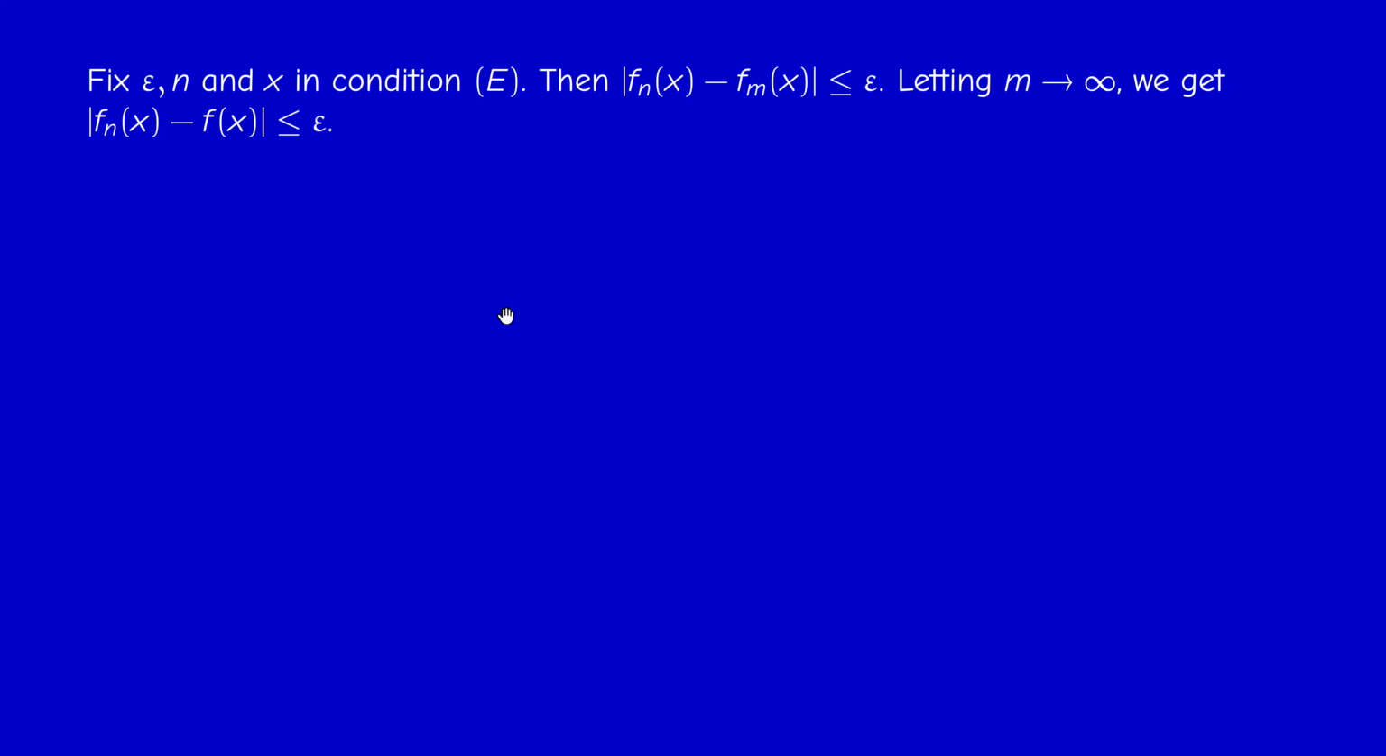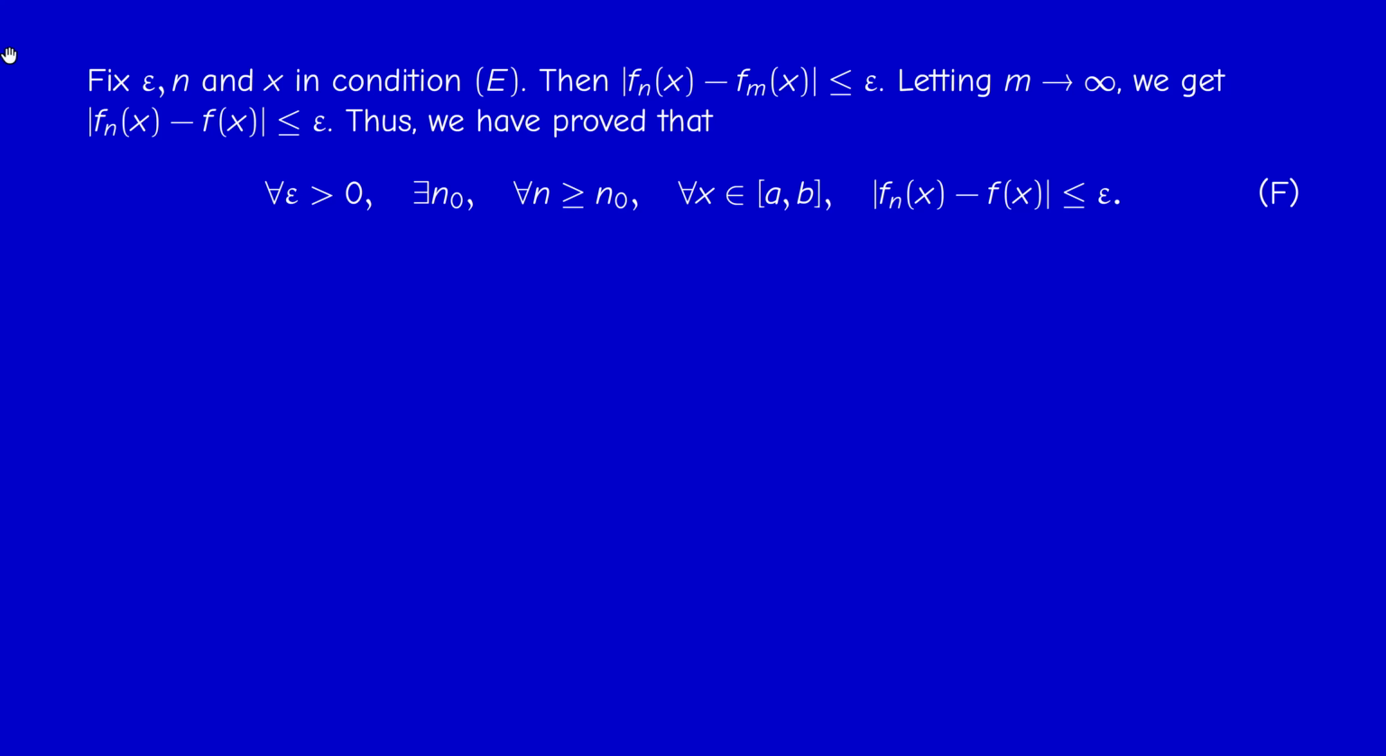Okay. So we have proved, since epsilon, n, and x were arbitrary, that for every epsilon positive, there exists a certain rank starting from which Fn of x minus f of x is less or equal than epsilon for all x in AB. Okay. So actually, if you studied calculus before, this precisely means that Fn converges uniformly to f. And you probably know that if a sequence of continuous functions converges uniformly, then the limit must be continuous. Okay, we shall reprove that.